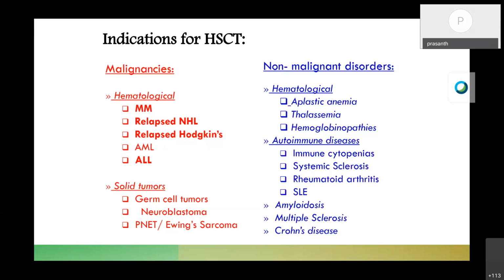Aplastic anemia, often the only treatment possible is allogenic transplant. Thalassemias, one of the best outcomes with allogenic transplants, with cure rates of almost 70 to 80%. Many hemoglobinopathies as well, and autoimmune diseases like systemic sclerosis can be tackled with autologous transplantation.